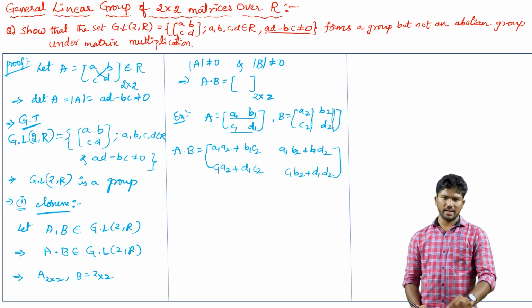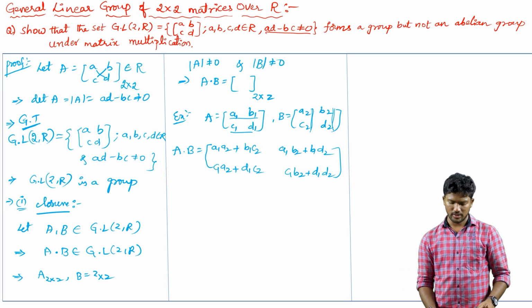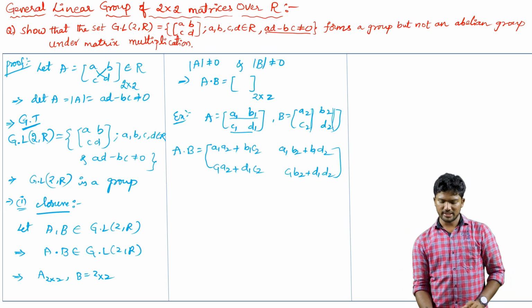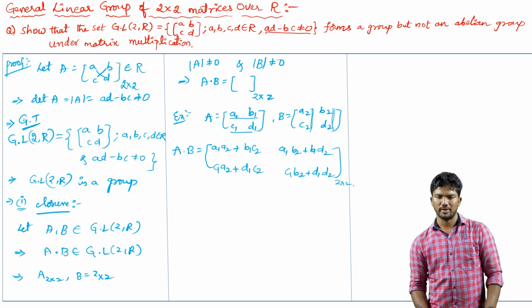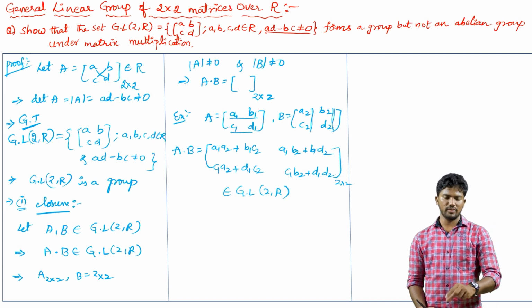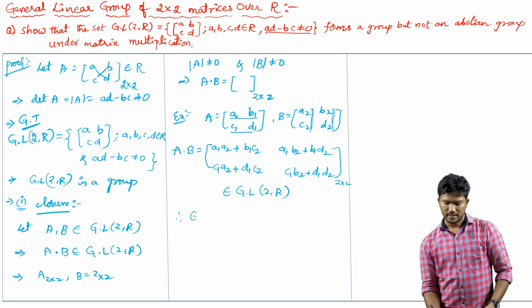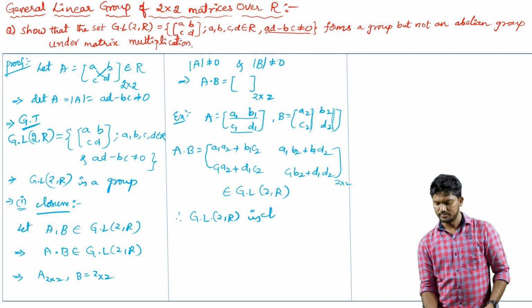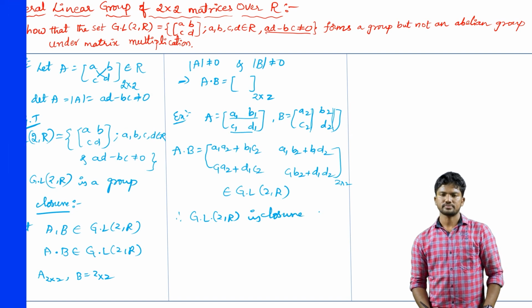We took capital A and capital B as 2 by 2 matrices, and their multiplication is also a 2 by 2 matrix. Therefore this resultant matrix also belongs to the general linear group GL(2, R). Clearly we can say that GL(2, R) is closed under multiplication.